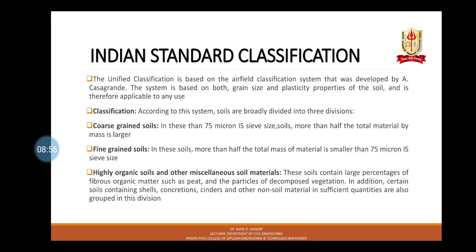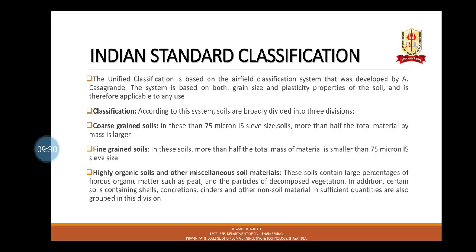The soil classification system IS 1498-1970 is generally in conformity with the US classification system except for some minor modifications. Hence, the salient features of the Indian Standard on the classification of soils are described below. According to this classification, soils are broadly divided into three divisions: coarse grained soil, fine grained soil, and highly organic soil and other miscellaneous soil materials.